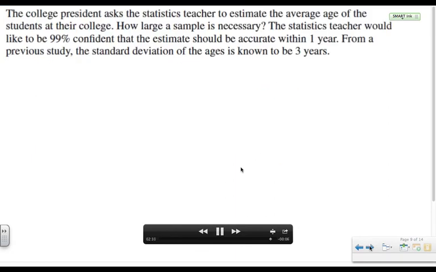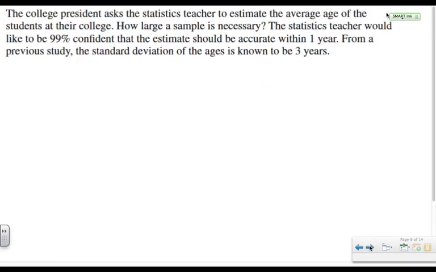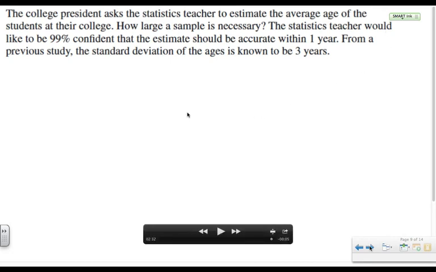So let's look at the practice question. A college president asked the statistics teacher to estimate the average age of their students at their college. How large of a sample is necessary? This is the key word. Lots of people ask me what the key words in the questions are to know what formula to use. How large a sample, this is the keyword. The statistics teacher would like to be 99% confident, and the estimate should be accurate within 1 year. From the previous study, the standard deviation is 3. So go ahead and do that problem.